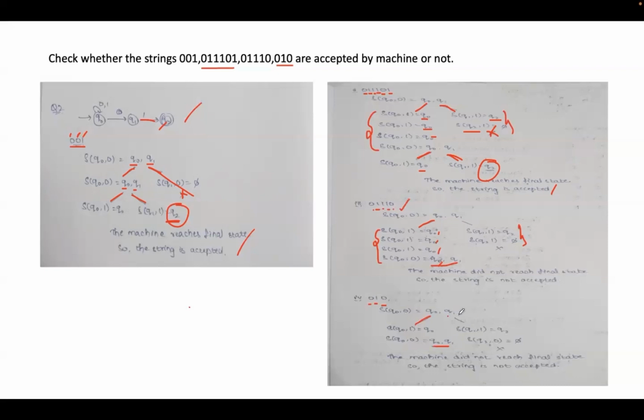Whereas if you take this Q1 path, then on input symbol 1, it is going to Q2. On input symbol 0, there is no path. So in both the cases, the machine is not traversing in the right direction, or it is not reaching the final state. So we can say that the string is not accepted, or it is rejected by the automata.